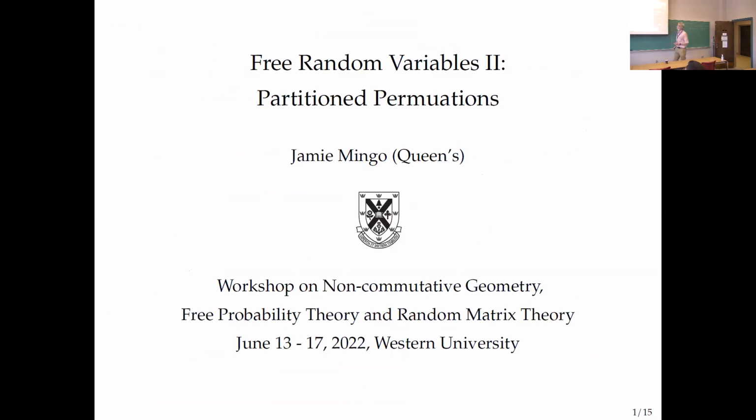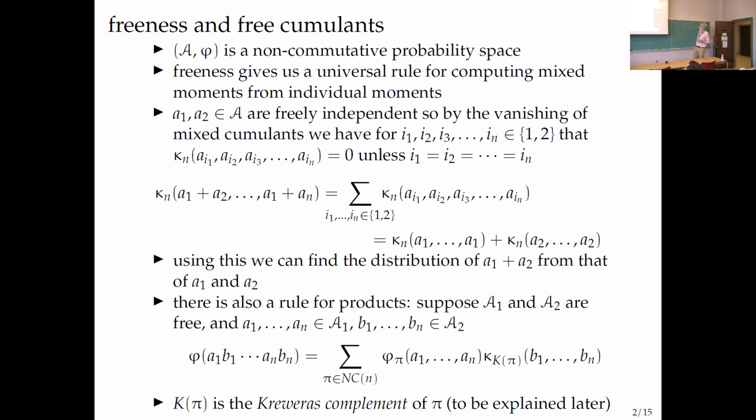Back to being. So this is my second talk, and I want to get into second and higher order freeness, and it hinges on something which we call partitioned permutations. So it's a combination of partitions and permutations at the same time. Let me just review a little bit of what I said last time.